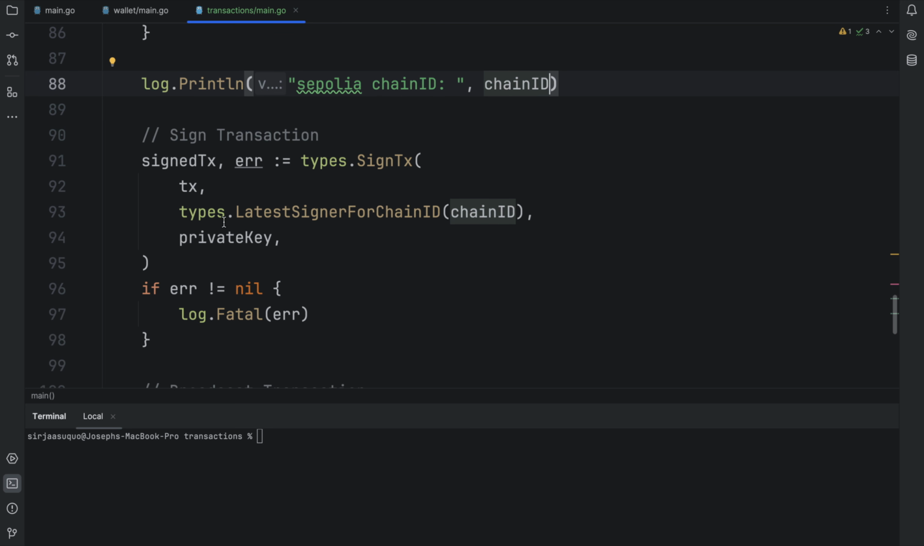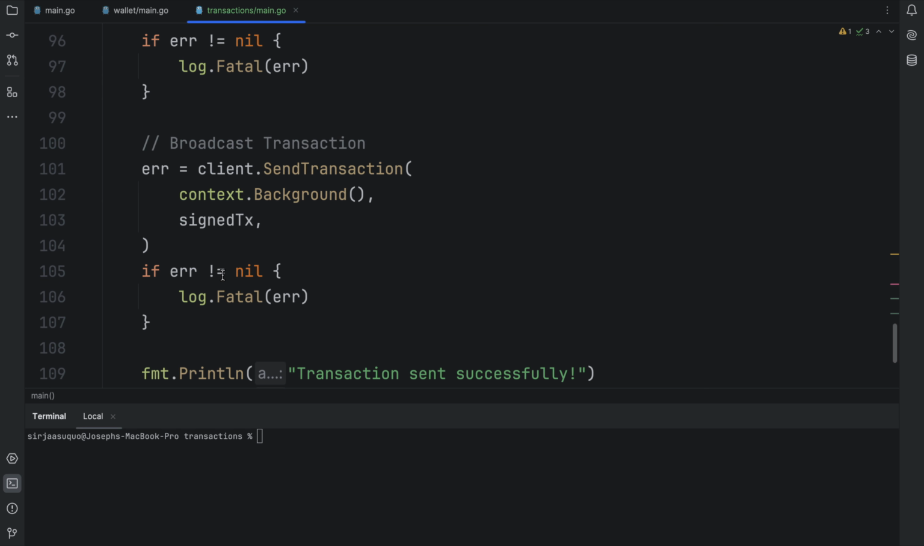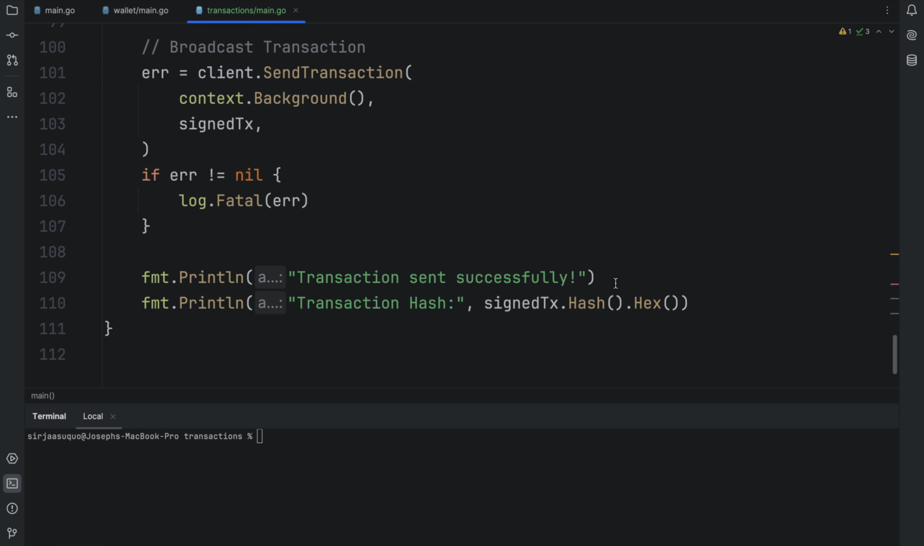And then again, like I said, using that, you sign the transaction using your private key on that particular chain. That's the chain ID, right? Once you sign that, here we are broadcasting it, and then I'm printing out the transaction hash, so that we can go to our Etherscan and check it out, right?